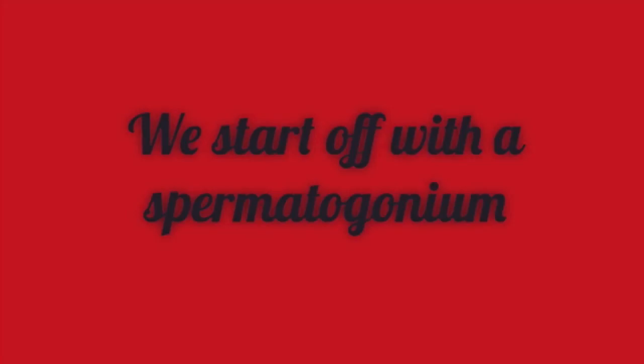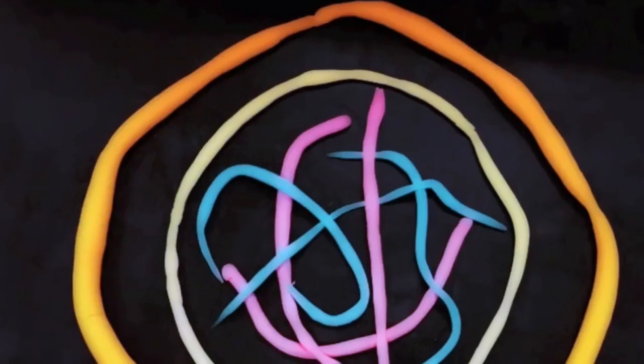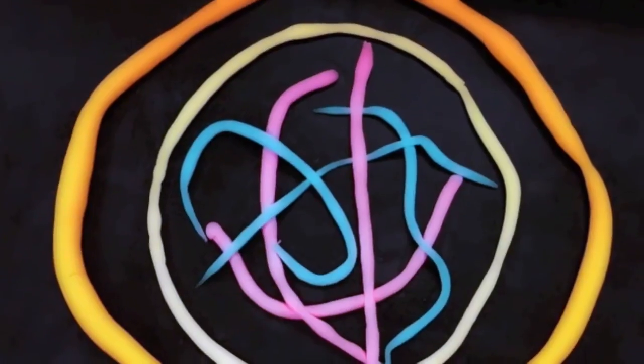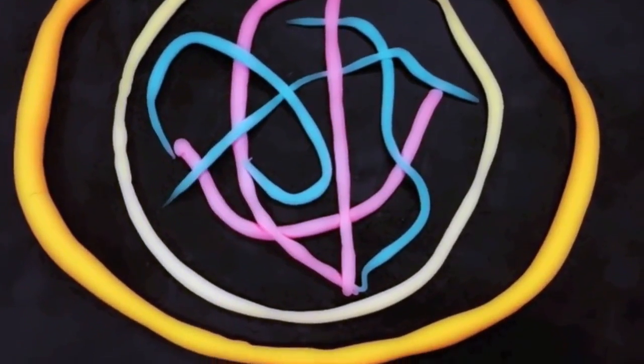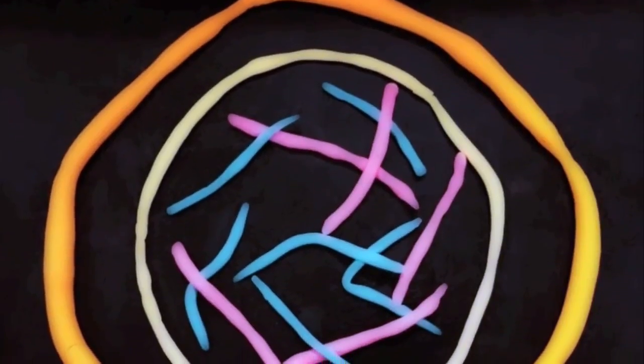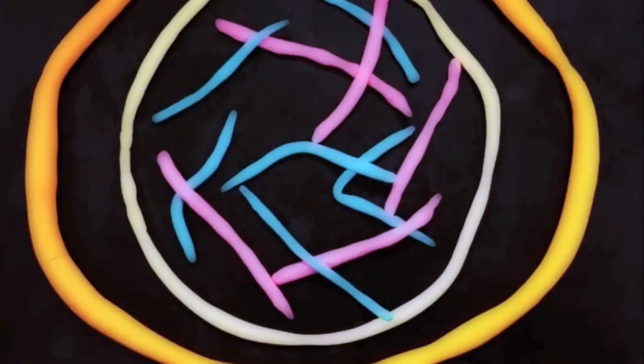We start off with the spermatogonium, which mitotically divides to form a daughter cell. One cell will continue to specialize into a sperm cell, while the other will remain as a stem cell. Then that primary spermatocyte will replicate its chromosomes during the S phase of the cell's life cycle. After that, it will be ready to undergo meiosis to create genetically different cells.